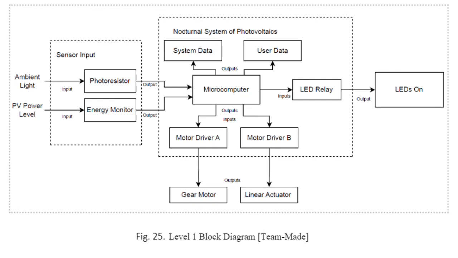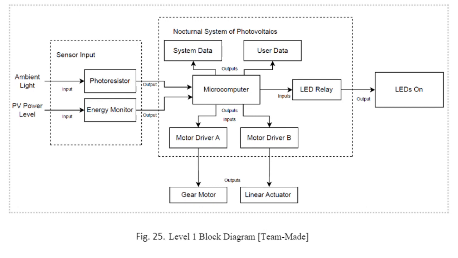So here is our level 1 block diagram. As you can see, it is more complex looking than the level 0. That is because as blocks advance, the visualization gets more in depth with each level. Here, we open up the Nocturnal System of Photovoltaics block.